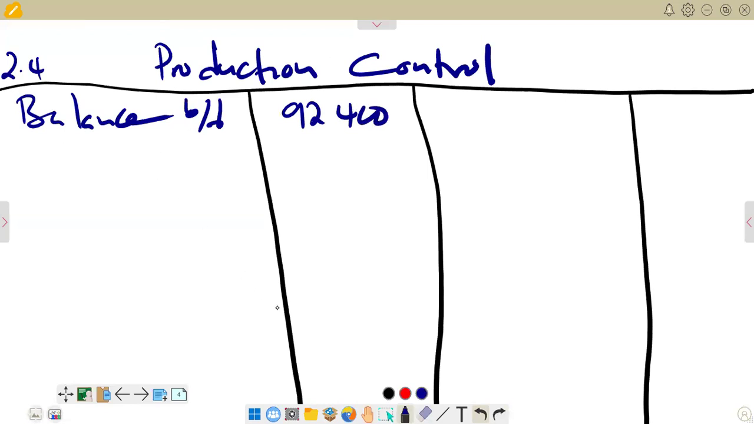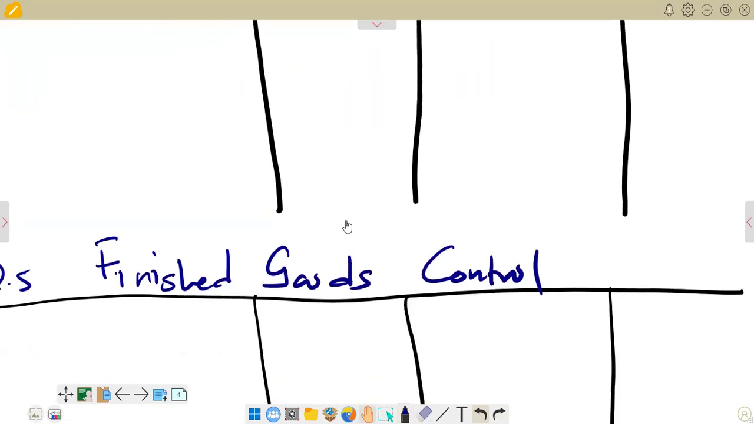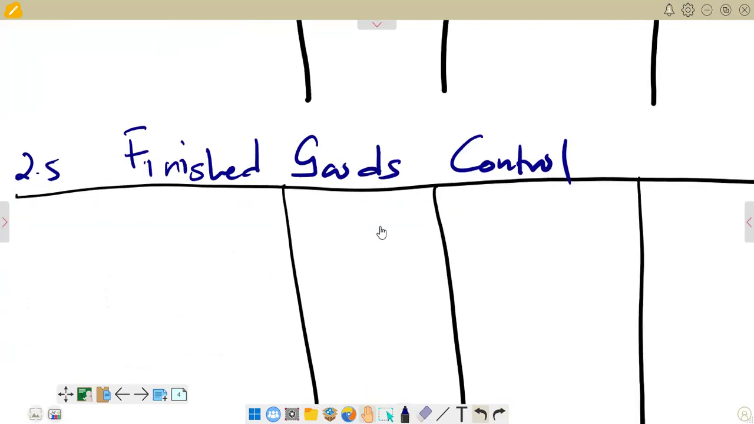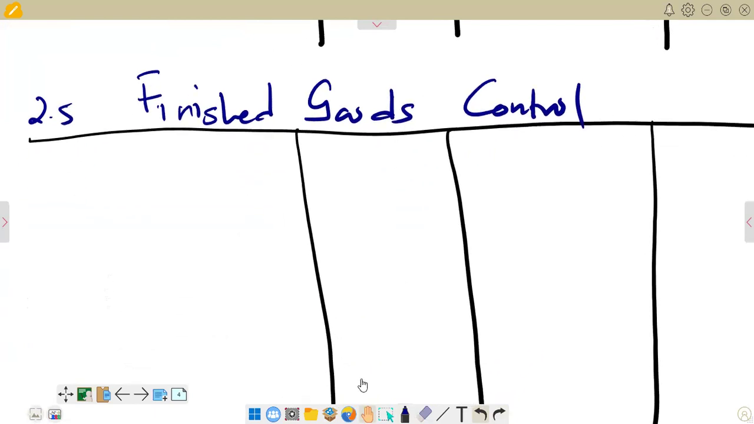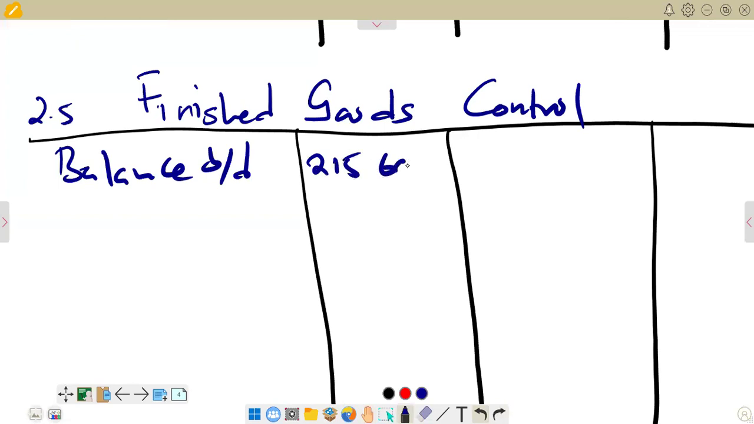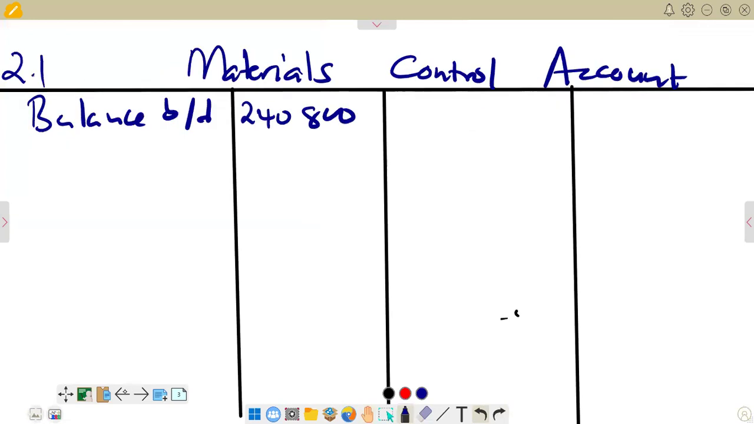Remember, we also have the finished goods. So we are going to look for that account, which is the finished goods account, and enter as such. So we have got the finished goods account here. It means we are going to the debit side again and enter it as our opening balance. So we are saying balance BD. Our balance BD for the finished goods account is 215,600. So we can just enter as such, 215,600. So this is our opening balance.